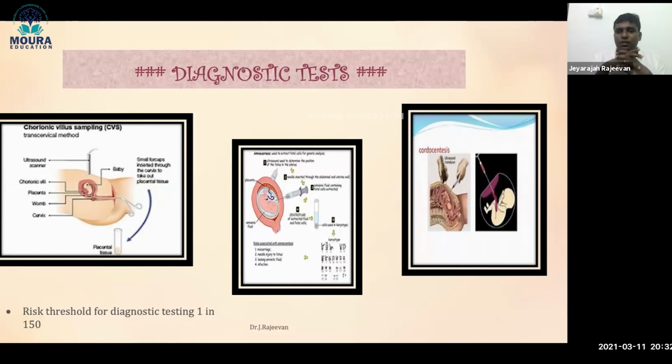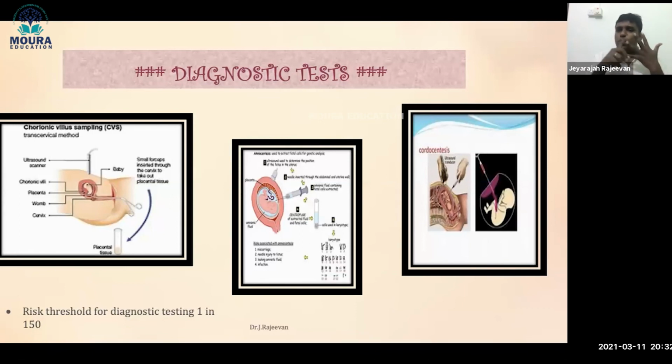Yes, what are the diagnostic tests? Anyone? Any idea? Amniocentesis and chordocentesis. Right. So you can take the fetal tissues from the placenta. That is one. Because the placenta belongs to the baby. Second, you can take the fetal cells from the amniotic fluid.